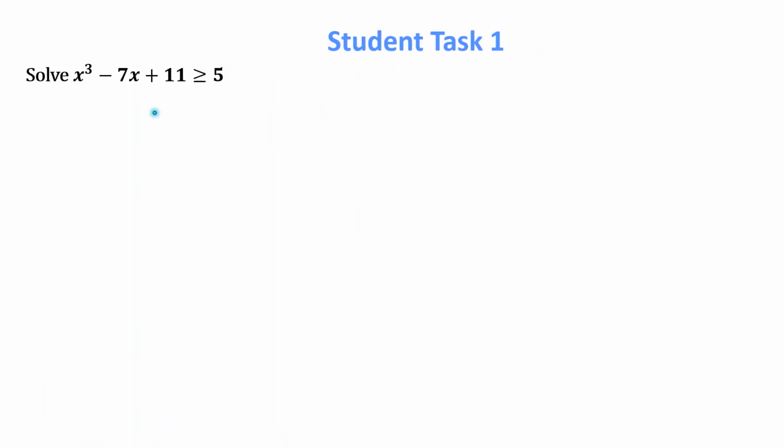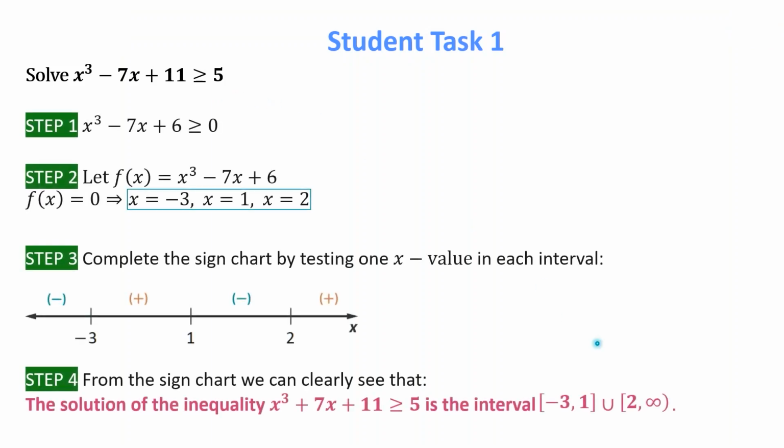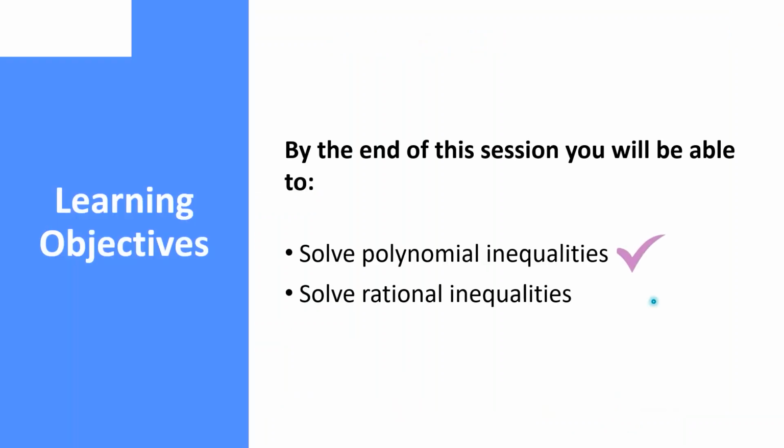Now it's your turn to have a go at solving this polynomial inequality. I suggest you pause the video and check the solutions after you've done that. So the solutions are this over here, and you can see the steps that we've taken to arrive at this solution. So we've completed our first learning objective, and we'll now be moving on to solving rational inequalities.